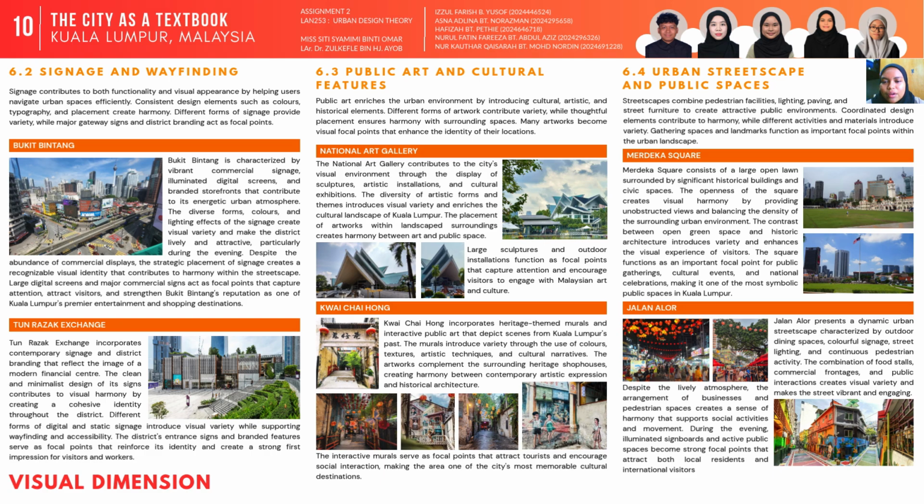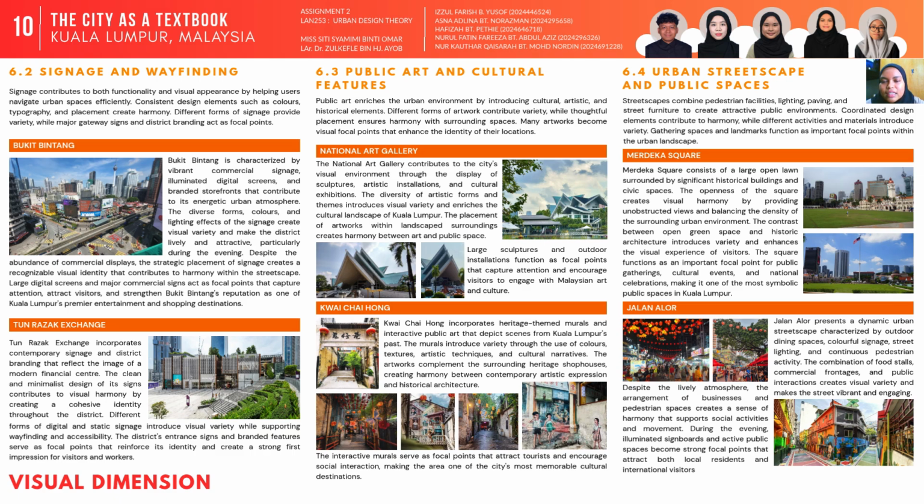Merdeka Square is one of Kuala Lumpur's most symbolic public spaces. The large open lawn and surrounding historical buildings create visual harmony by balancing the density of the urban environment. The contrast between green open space and heritage architecture introduces variety and enhances visitors' experiences. The square also serves as a focal point for public gatherings, cultural events, and national celebrations.